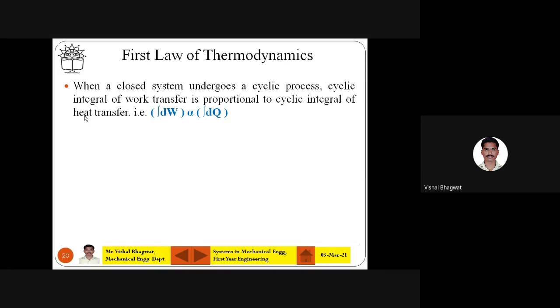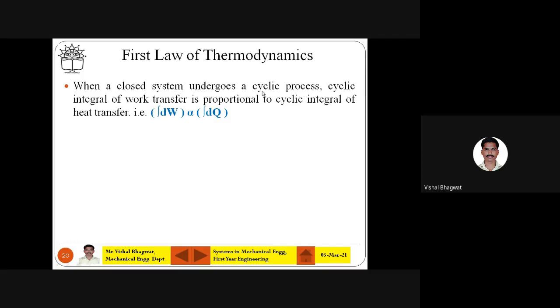Okay. So what is said here? When a closed system undergoes, this is very important, closed system. This is applicable to the closed system, right? You know the thermodynamic systems: open system, closed system, and isolated system, correct? So a closed system is one where the mass cannot transfer across the boundary of the system. So what happens in a closed system?